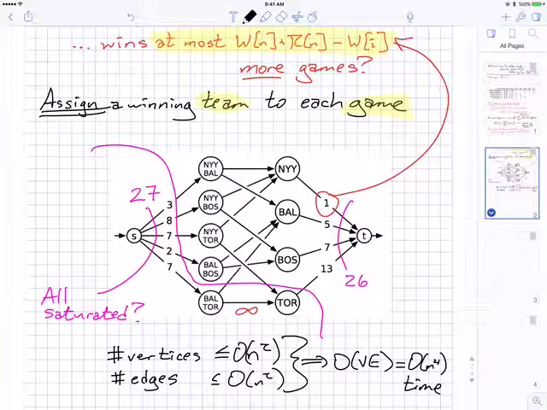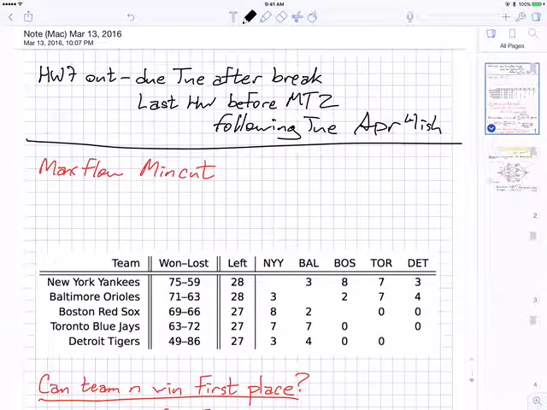So, again, the general idea is, in order to figure out whether a team is mathematically eliminated, I need to assign future games to winners, and I need to do this in a way that, if possible, assigns fewer total wins to every other team than the one that I want to win. And if that's possible, then my team is not mathematically eliminated, and if there's not, then it is.